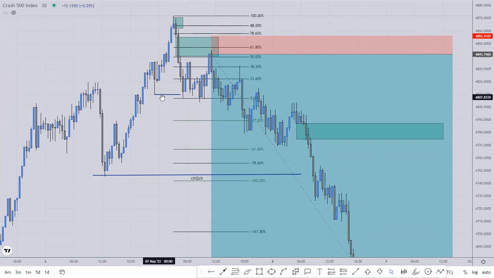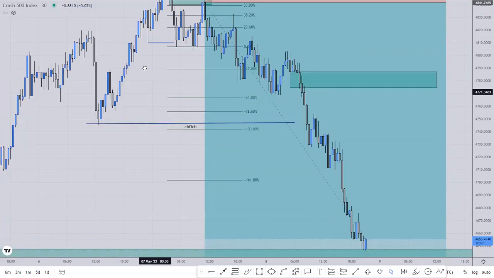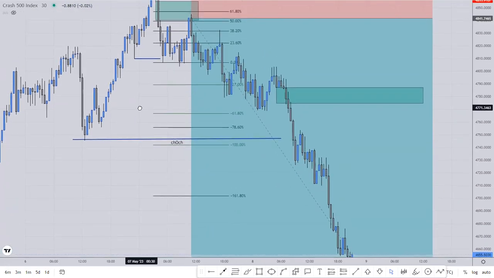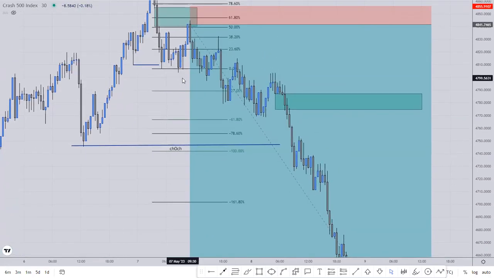So this same move, after this internal break, pullback. You wait for the pullback. Once it pulls back, we had Fibonacci, we had the fair value gap. All those were enough confluences for you to enter. Check how it dropped. All this money.